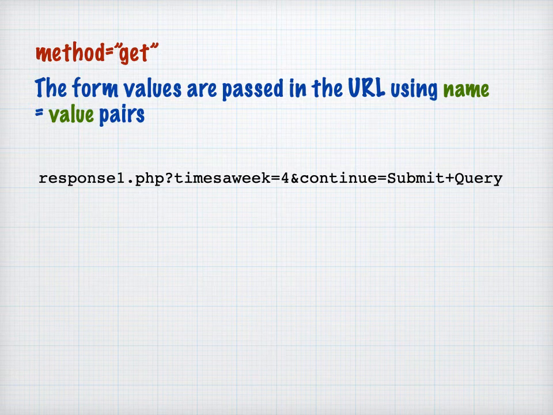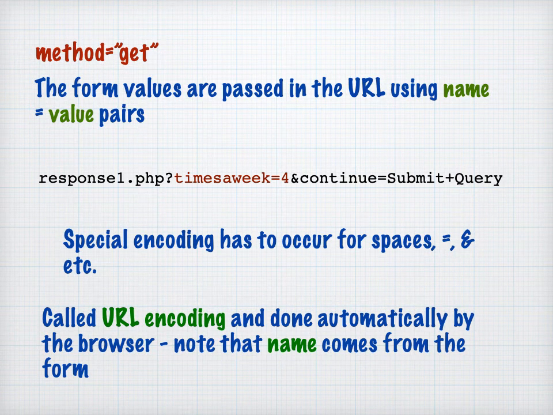If you look at the far left-hand side, you can see we're calling the name of the page that's going to actually respond to our form. So the first thing it says is response1.php. And then after that, what GET does is it wraps up all the bits of data using something equals something syntax. So if you look inside, just immediately after the question mark, you can see the first piece of data is times a week equals 4.